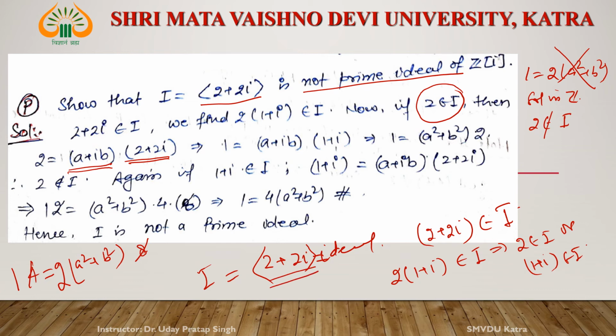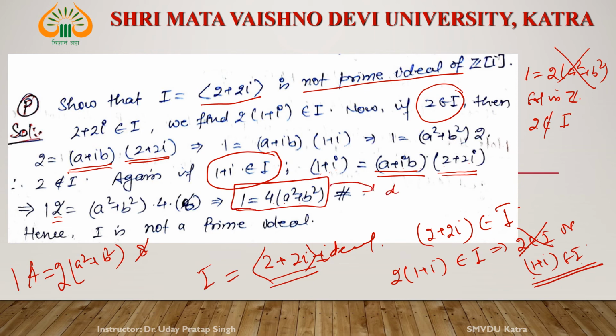Now come to the second point, 1 plus i. Either 2 belongs to I or this belongs to I. We showed 2 does not belong to I. Now see, does 1 plus i belong to capital I or not? Let us assume 1 plus i belongs to capital I. Then 1 plus i is equal to (a plus ib) into (2 plus 2i). Now squaring both sides, this is equal to 2, and this is (a square plus b square) times 8. So 1 plus 4 into a square b square. This equation again doesn't have any solution.